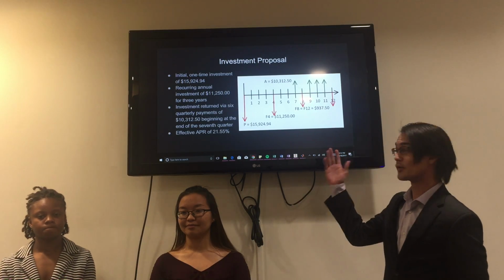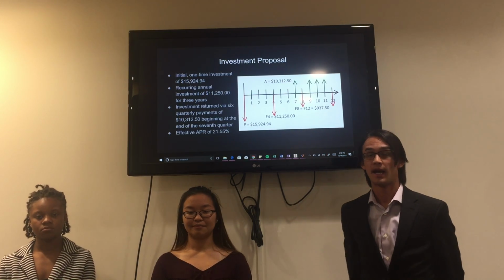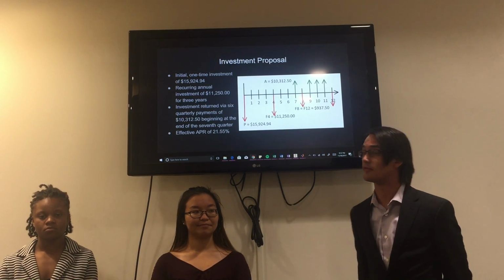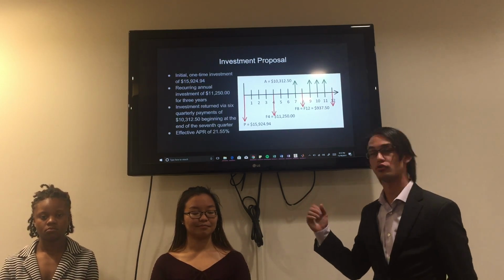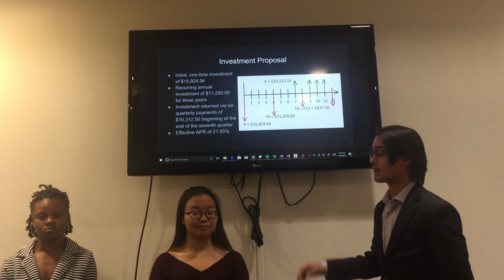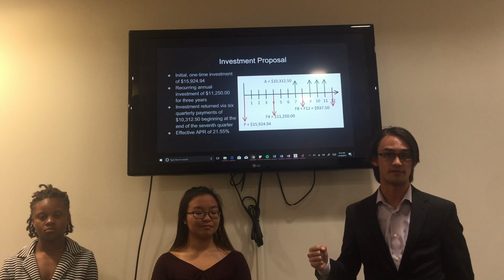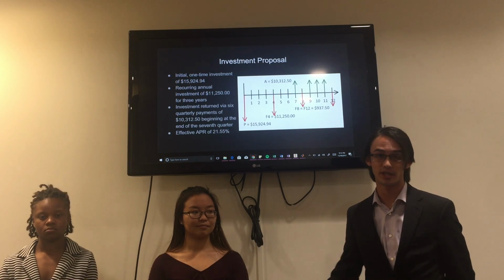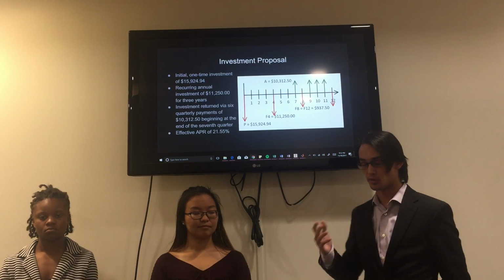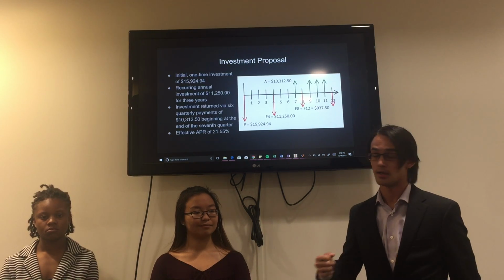This is the cash flow diagram for our investment proposal. As you can see, we are requesting an initial one-time investment of about $15,925 at the start of the project. In addition to this initial investment, there will also be an annual recurring investment of about $11,250, which will mostly cover overhead costs.